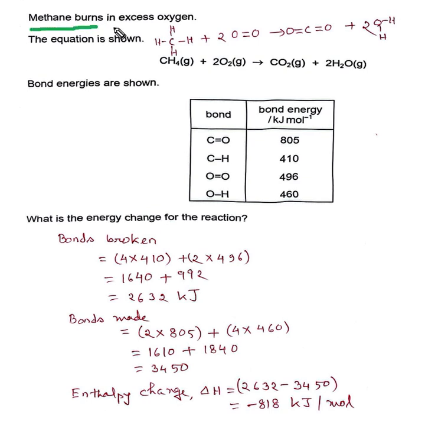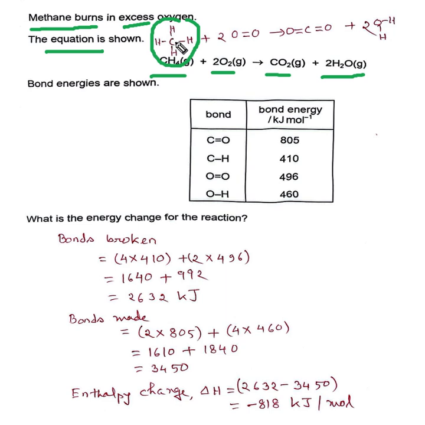Methane burns in excess oxygen. The equation is given. Methane reacts with oxygen to produce carbon dioxide and water. This is the methane displayed formula.